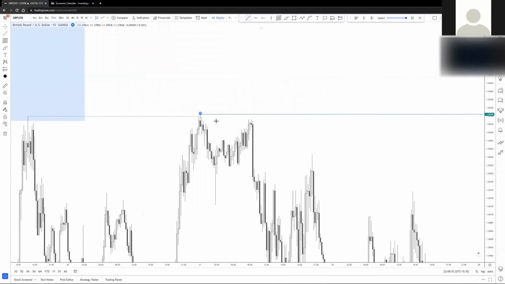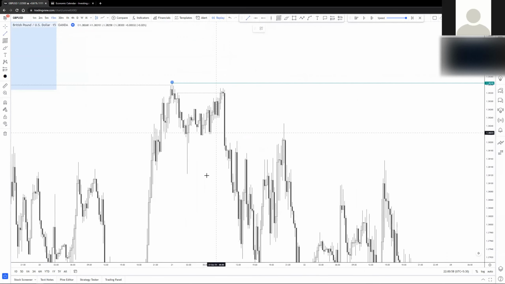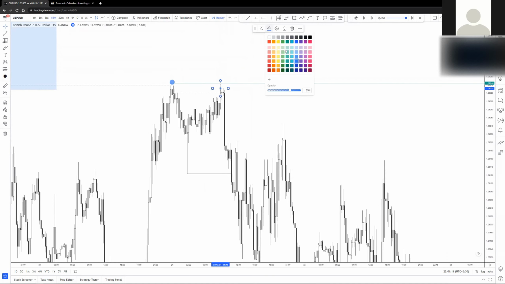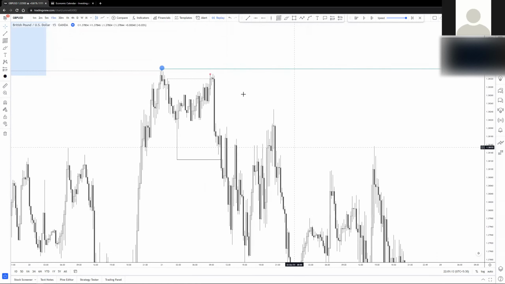Look at this, you have a stop hunt. You have a breakout structure. So a stop hunt and a breakout structure makes this high a strong high, right? Let's make this big and this small. Let's mark that out in another color. Strong high.